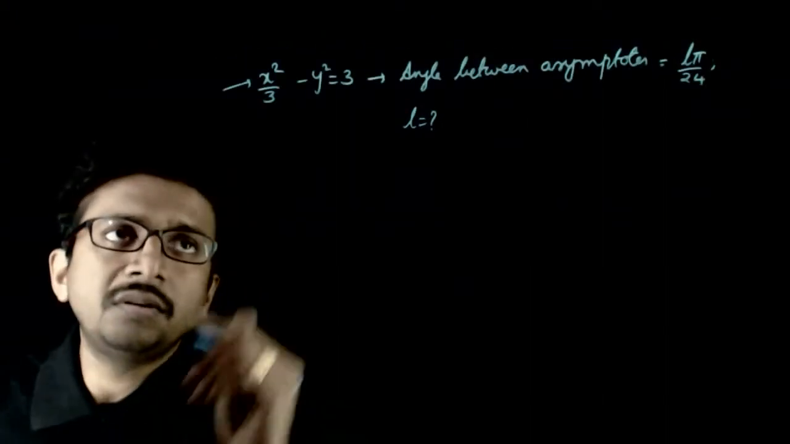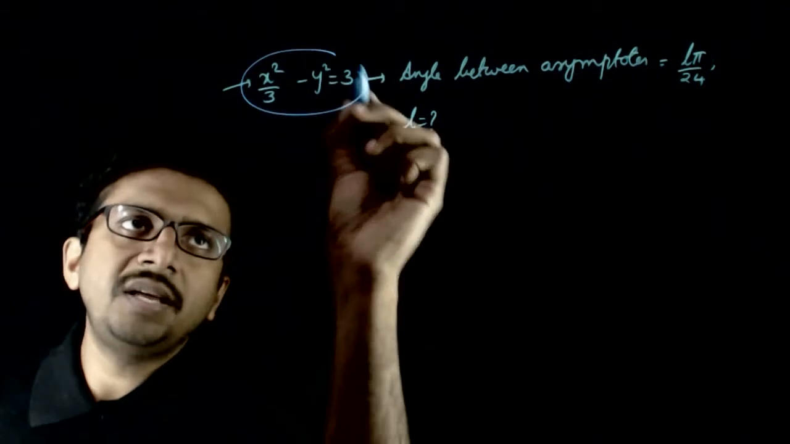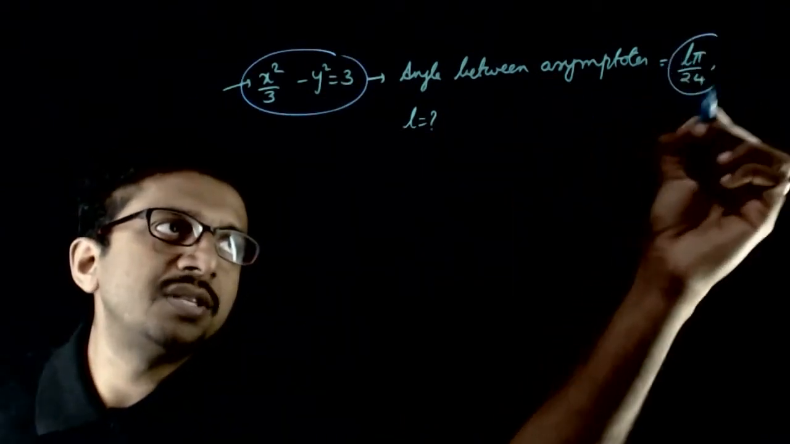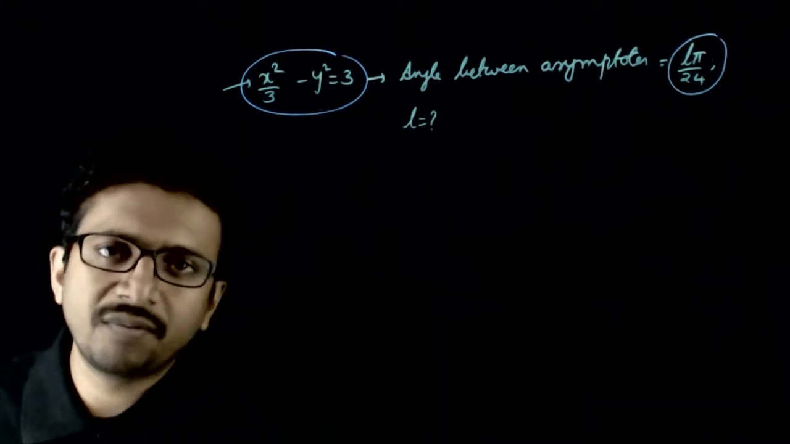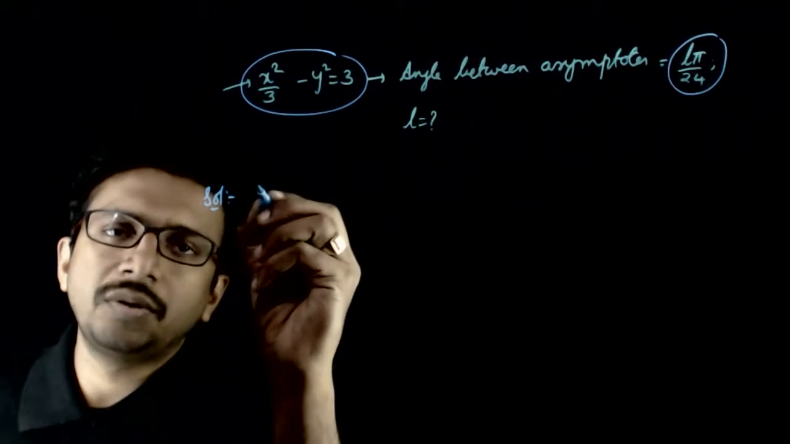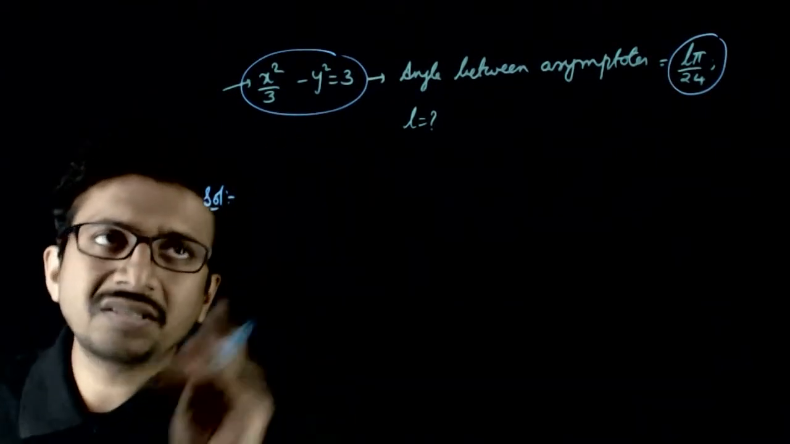In this question, you're given a hyperbola x square by 3 minus y square is equal to 3. The angle between the asymptotes is given as L pi by 24, and you're asked to find the value of L. So how do you get this? What are the asymptotes of this hyperbola?